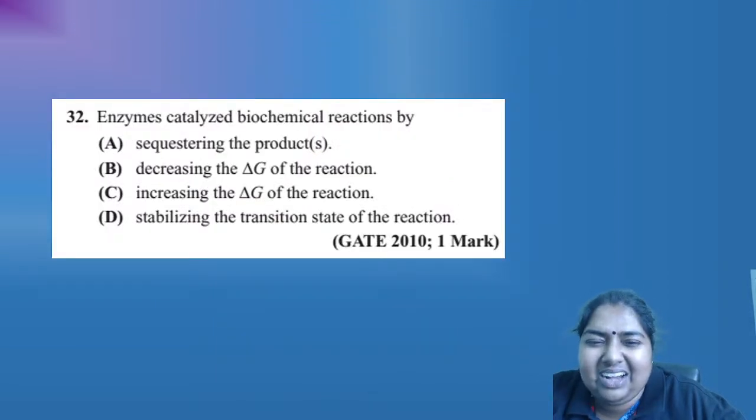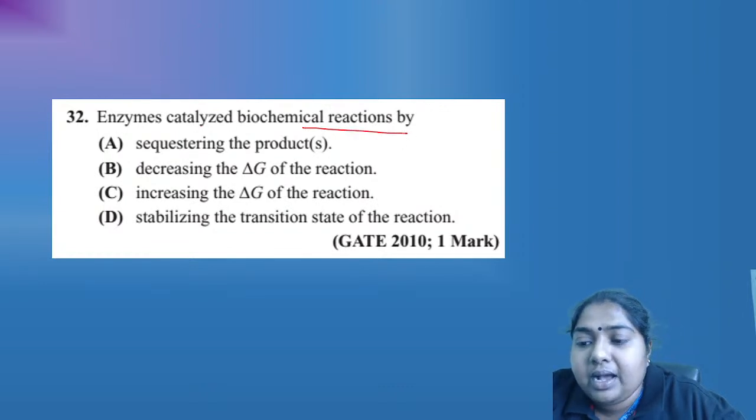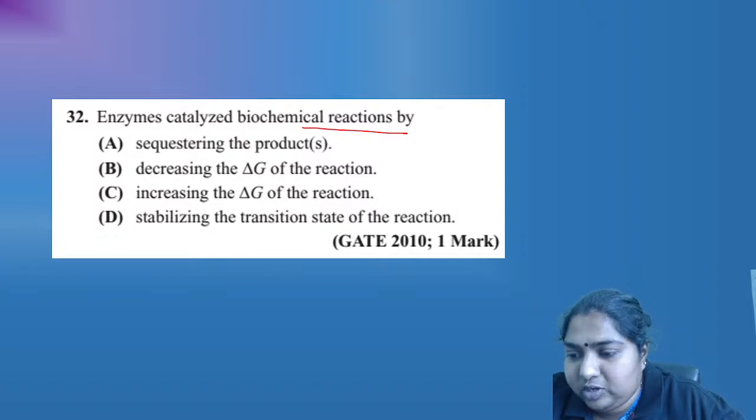This is also another important formula to be noted. Okay, so enzymes catalyze biochemical reactions by means of which of the following? By sequestering the products, by decreasing delta G, by increasing delta G, or by stabilizing the transition state. Which is correct for this question?